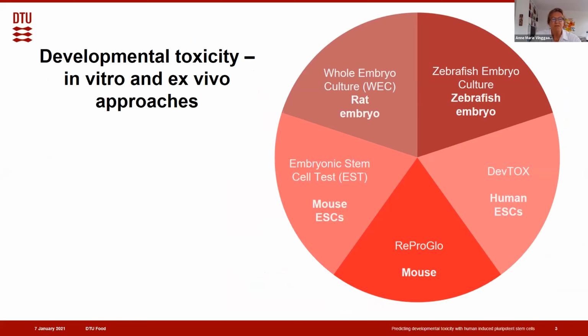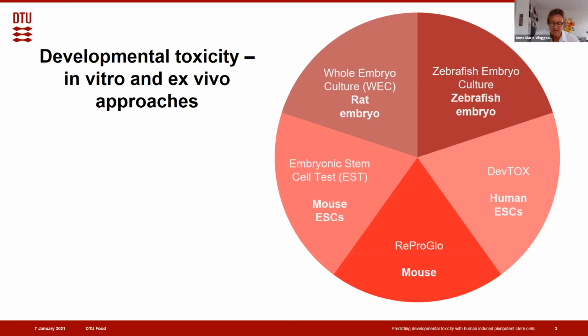So this slide illustrates some of the current in vitro and ex vivo approaches that have been developed for developmental toxicity testing. You can use embryos from either the rat or the zebrafish or other animals, or you can use embryonic stem cells derived from either a mouse or a human being, or the latter test here based on the mouse embryonic stem cells. The embryonic stem cell test is one of the more widely used models. But also a reporter gene assay called the ReproGlow has been developed, which is based on testing for adverse effects on the Wnt signaling pathway.